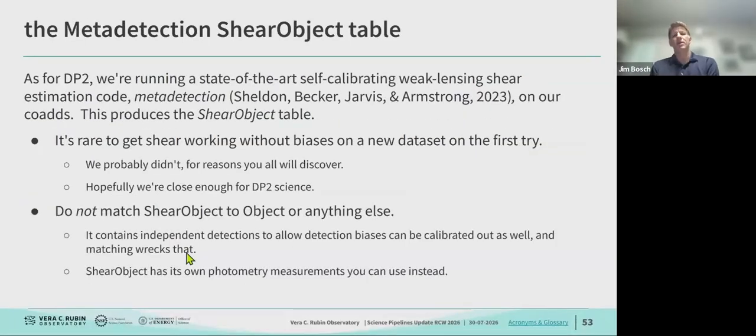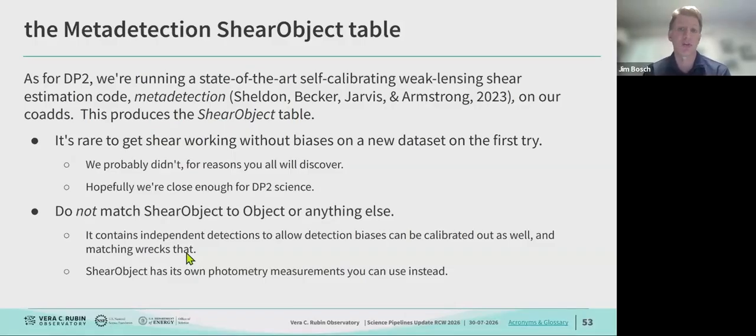All right, finally, at least for me, we are now producing the metadetection shear object table. And this means we are running a state-of-the-art self-calibrating weak lensing shear estimation code, metadetection, developed, I think initially for DES, by people who are close collaborators of ours in the Dark Energy Science Collaboration. This produces the shear object table. Just because we're running their state-of-the-art code doesn't mean we've done it correctly. There's a lot of work that needs to be done adapting a shear estimation code to a new data set. And I think we've done a pretty decent job, but I'm sure that there will be problems discovered.